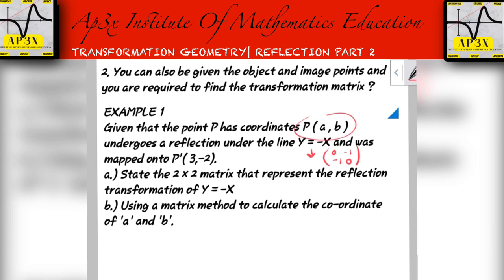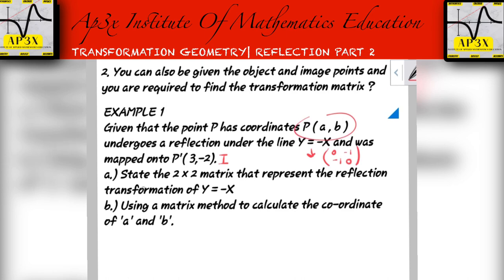And of course, we are being told that it has been mapped onto the point P prime. We already discussed this in part 1, that when you see a prime or it says mapped onto, then that becomes our image. So in this case, we are given the image location, we are given the transformation matrix, but we are being asked to calculate the position of the object.